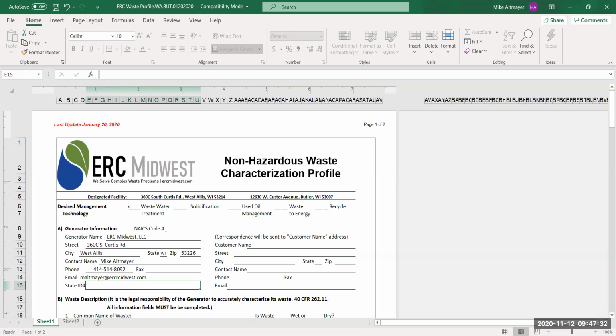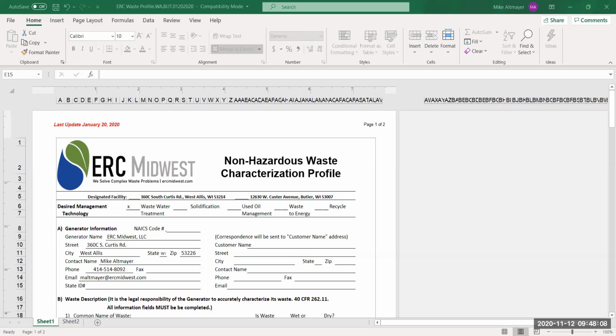Our EPA ID number. Now here's where I'll show you how to get that if you're not sure what the EPA ID number is. So the Wisconsin DNR has a database called SHWIMS, which is an acronym for something I'm not sure what it stands for. You can go to SHWIMS and search by facility name for an EPA ID number.